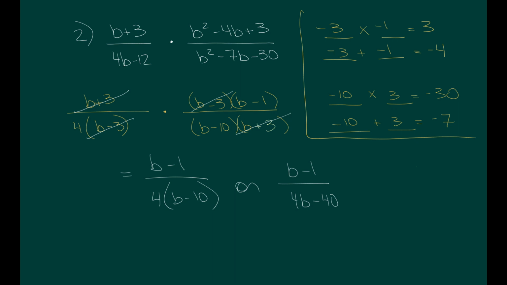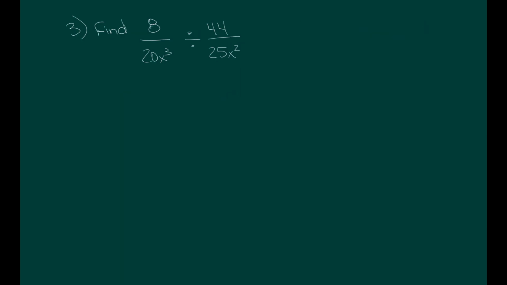Either way, that's your answer. So you could write it either way, it's fine. Number 3, we know that when we're dividing fractions, we multiply by the reciprocal. So the very first thing that I'm going to do is rewrite the problem exactly how it is, except that I'm going to multiply by the reciprocal of my second fraction. So I'm going to say 25x squared over 44.